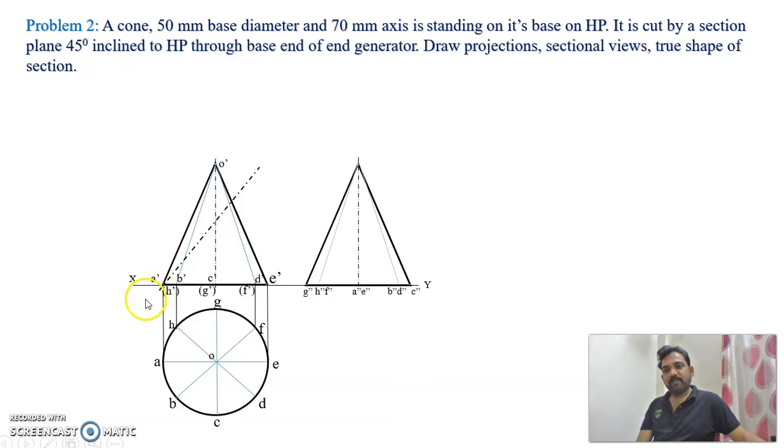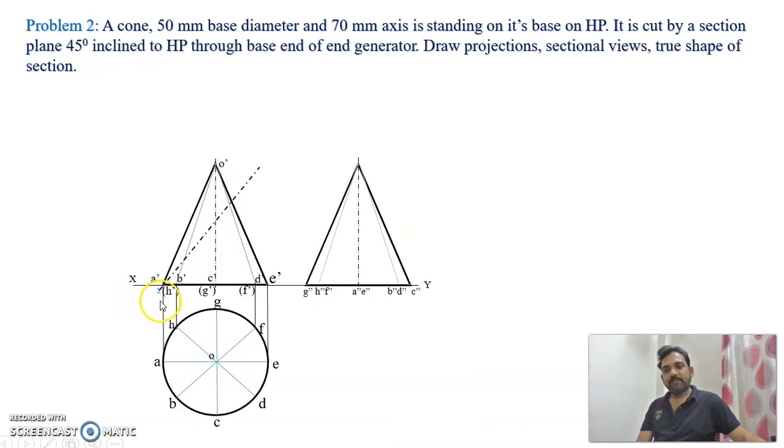Say for example, how is the cone generated? Keep O dash C dash fixed and revolve O dash A dash around O dash C dash. So what will happen? It will generate a cone. The cone has started from here and the cone is completed here. So that means this is the end point of the cone, which you can say is the base end of the end generator. So once you draw the cutting plane, now start marking the points.